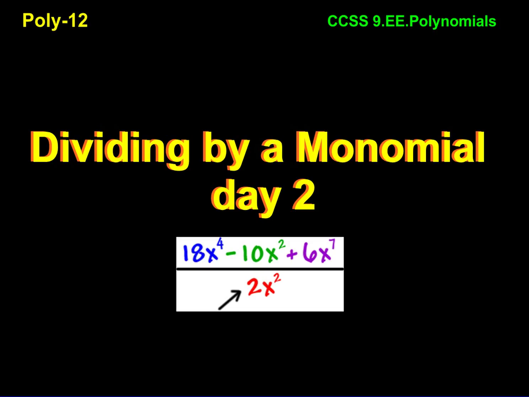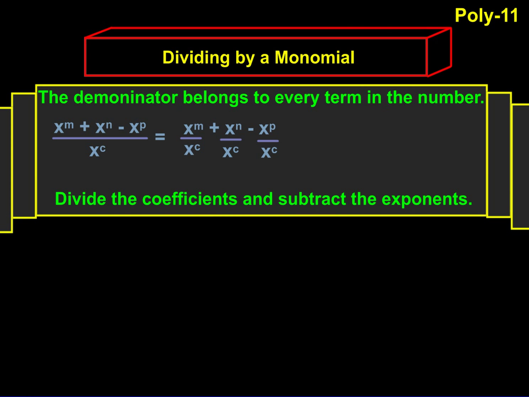Tonight's homework is Poly-12, dividing by a monomial, Day 2. Since this is a review, we'll go over what we learned in Poly-10, which was how to divide by a monomial. When you're dividing by a monomial, the denominator belongs to every term in the number. So in the example, we have x to the m plus x to the n minus x to the p all over x to the c.